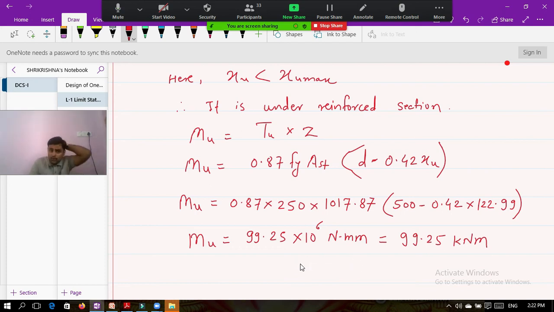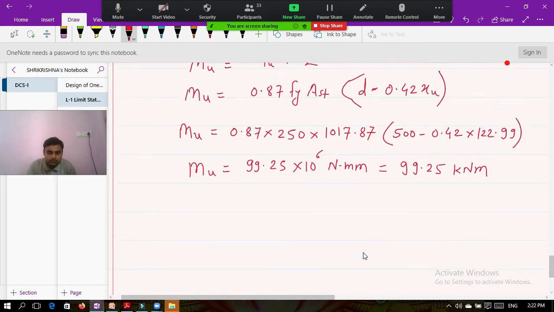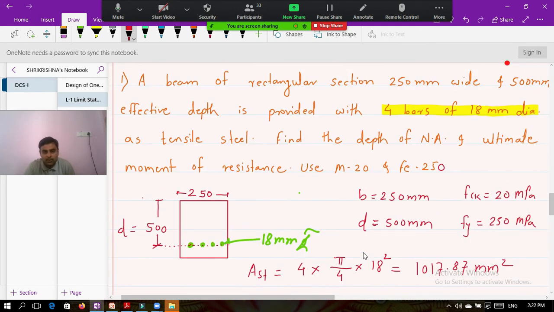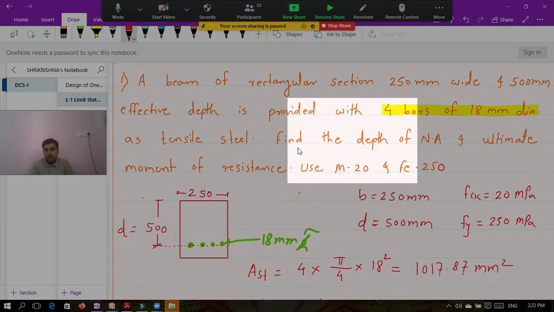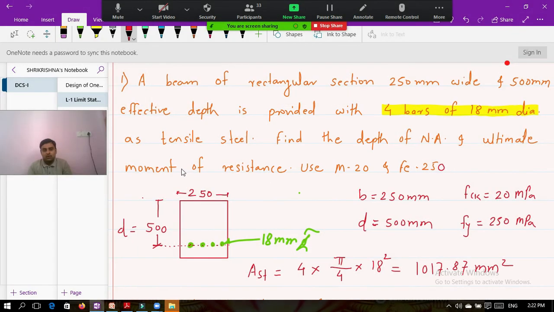99.25 kilonewton meter. So this is the value of Mu. Again, if you see the problem, we have calculated each and everything from the problem. They have given a rectangular section, 4 bars of 18 mm diameter. Then they told us to calculate the depth of neutral axis and also the moment of resistance. So we have calculated all the things.